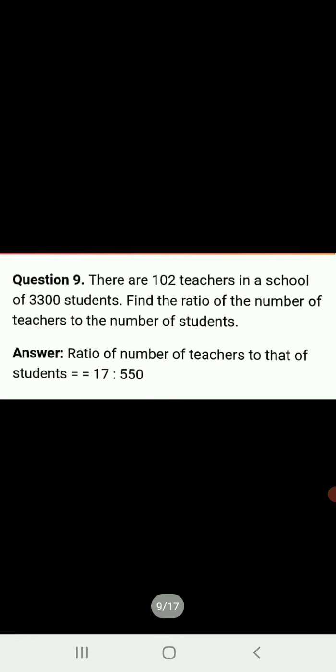Question 9. There are 102 teachers in a school of 3,300 students. Find the ratio of the number of teachers to the number of students. So your number of teachers is how many? 102 by the number of students, 3,300. So on reducing, you get 17 by 550, which can be written as 17 is to 550.